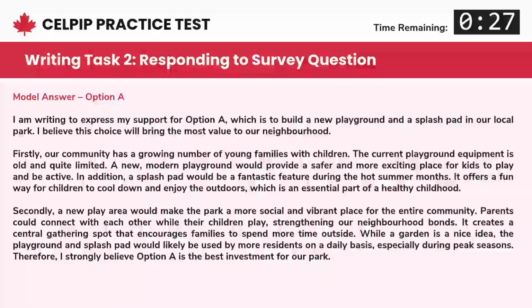The vocabulary is simple, but it includes two effective B2 level words: essential, meaning very important, and vibrant, which means full of life and energy. Here is a practical tip for your own writing. Always think about who will benefit from your choice. This writer focuses on young families and parents. Explaining how a specific group in the community is helped makes your argument much more convincing.